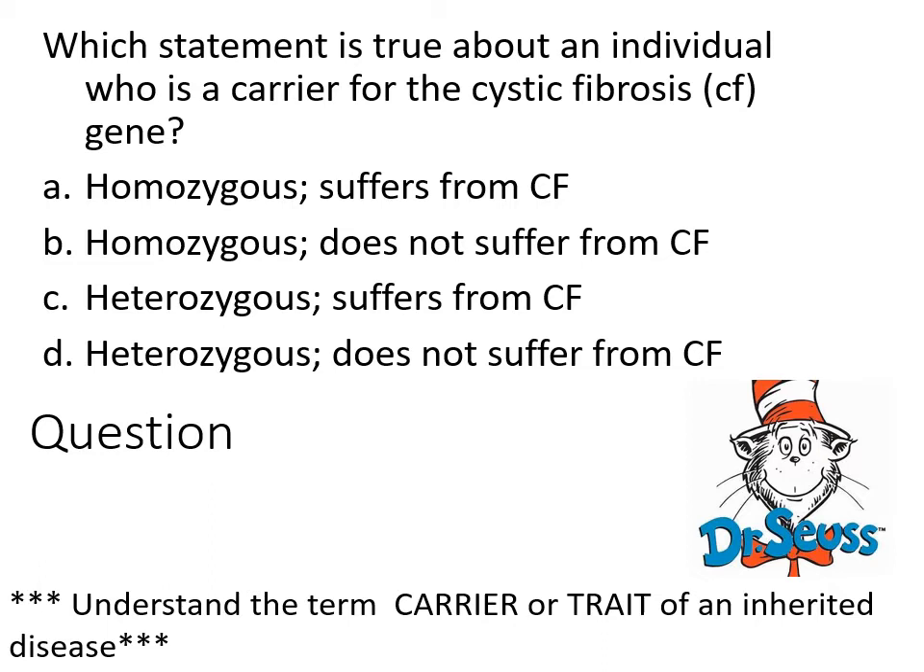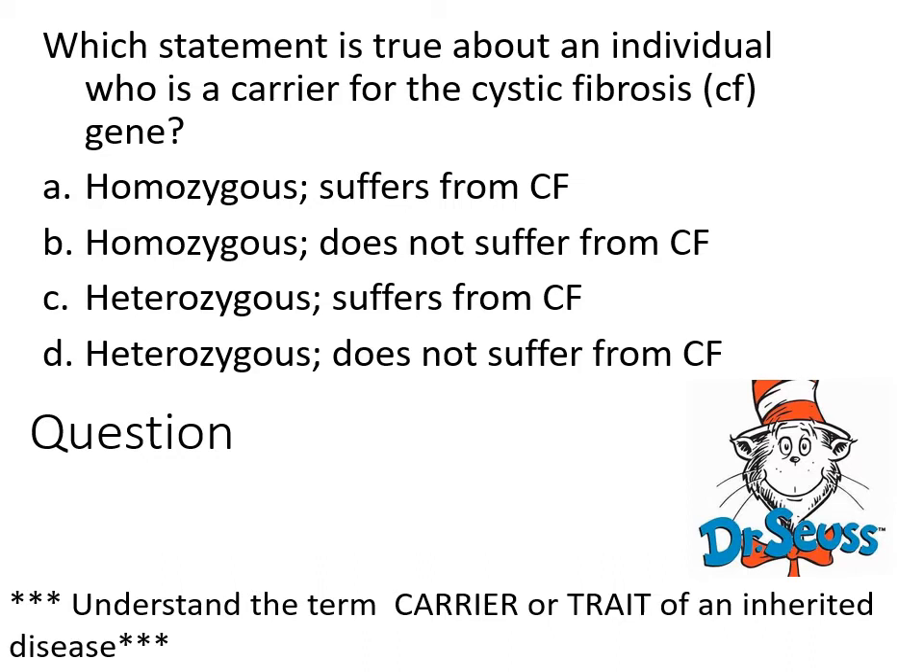Okay, let's look at D. Heterozygous, yes, they're heterozygous because there's only one allele affected. Does not suffer from the disease, from cystic fibrosis. Yes, it's D, right? Okay, so remember, heterozygous just means that the alleles are different. Okay, so one's normal and one's defective. Homozygous means that the alleles are the same. Okay, so if you have 2 completely normal alleles, you're homozygous. If you have 2 completely defective alleles, you're homozygous.